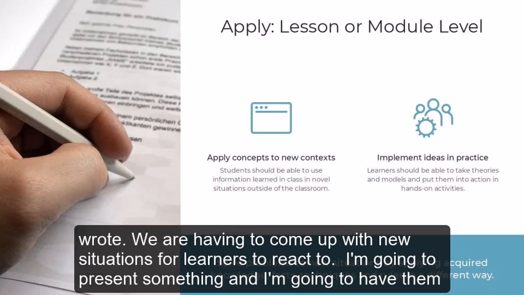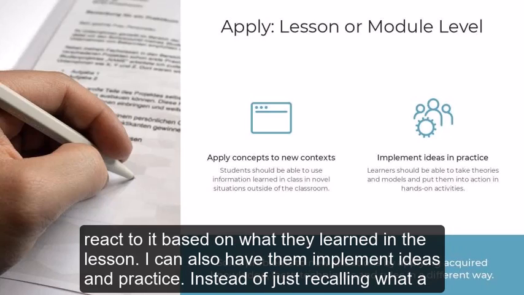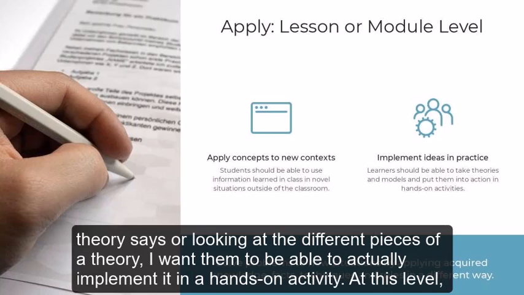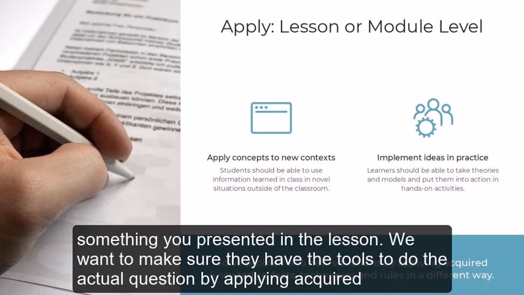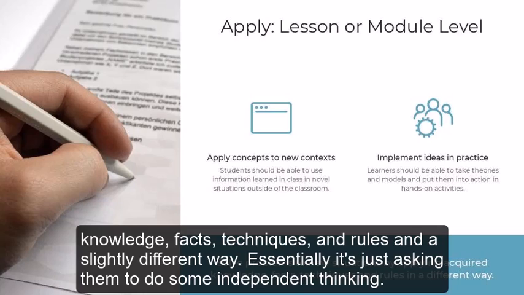I'm going to present something, and I'm going to have them react to it based on what they learned in the lesson. I can also have them implement ideas and practice. Instead of just recalling what a theory says or looking at the different pieces of a theory, I want them to be able to actually implement it in a hands-on activity. At this level, we're really looking for learners to solve problems to new situations of something that's not in the lesson, but is typically parallel to something you presented in the lesson. We want to make sure they have the tools to do the actual question by applying acquired knowledge, facts, techniques, and rules in a slightly different way. Essentially, it's just asking them to do some independent thinking.